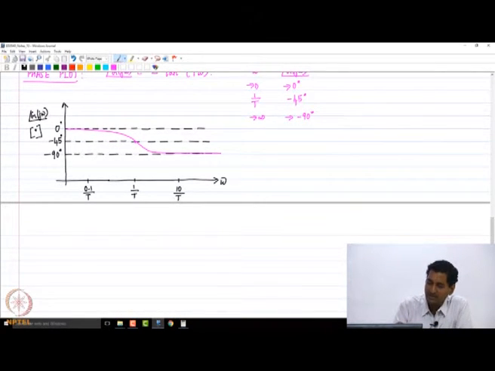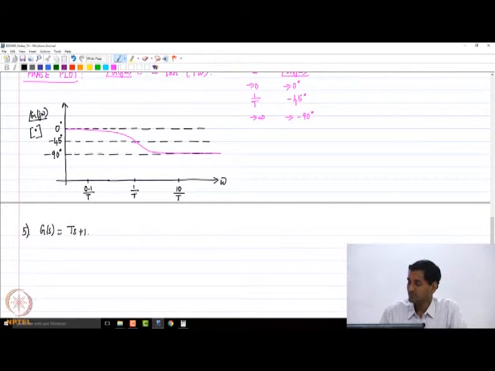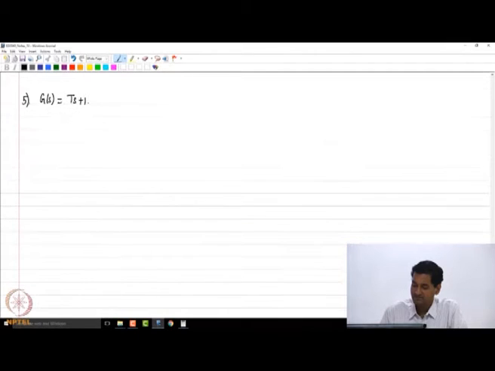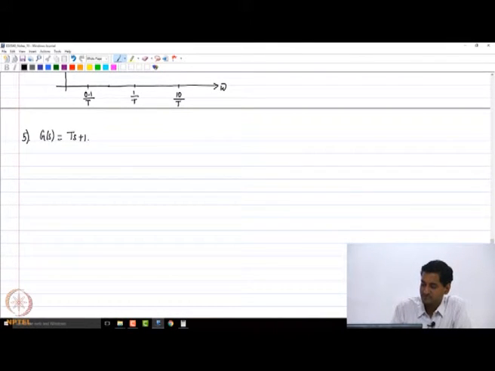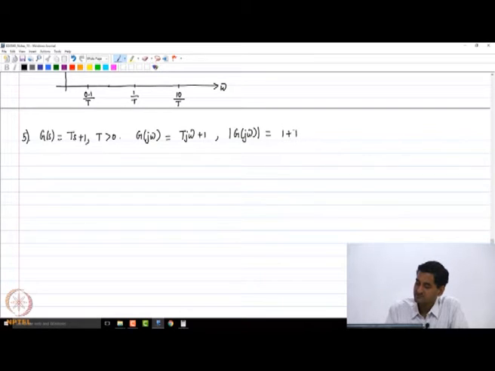So now what's going to happen when we have a factor of the form Ts plus 1? We considered 1 by capital Ts plus 1. Let's now consider the reciprocal, Ts plus 1, where T is greater than 0. So immediately we see that G of j omega is going to be Tj omega plus 1. So this implies that the magnitude of G of j omega is going to be the square root of 1 plus T squared omega squared.